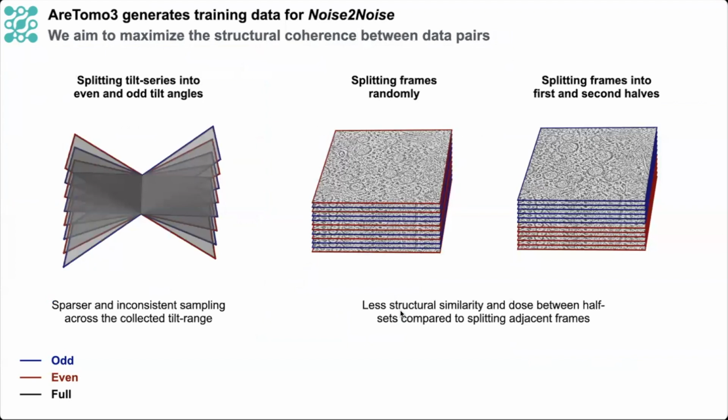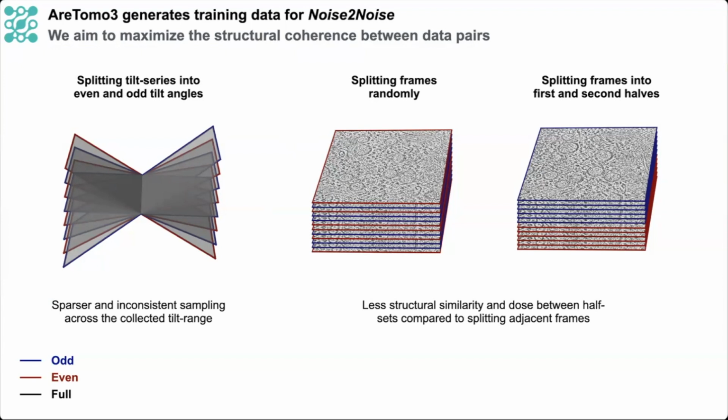It's worth noting that there are other ways that we could have gone about generating the paired noisy measurements that are required to train our neural network. For instance, instead of splitting our data at the frame level, we could have performed the splitting at the tilt series level and separated our tilt images based on whether they were collected at even or odd tilt angles. The disadvantage of this approach is that it results in sparser sampling across the collected tilt range, which would then be propagated into the even and odd tomograms during reconstruction. And the artifacts introduced by the more severe missing wedge of information between the tilt angles would likely be picked up on and reinforced by the neural network.